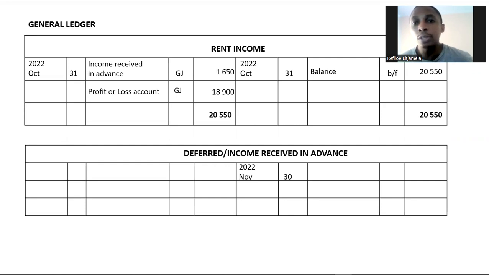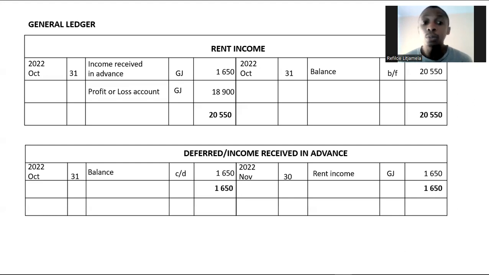In total, we're going to get 20,515. Your deferred income will simply be that 1,650, and we're going to carry it down because deferred income is a liability, and everything that falls under the statement of financial position section will have a balance. That's why we're going to bring it down to the following month, which will be November.